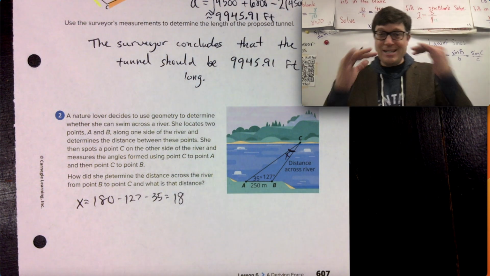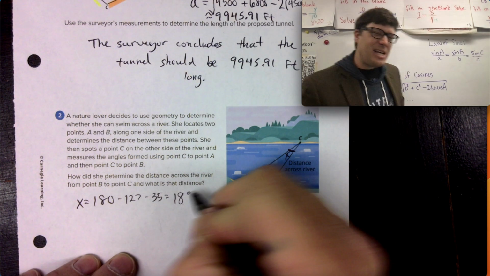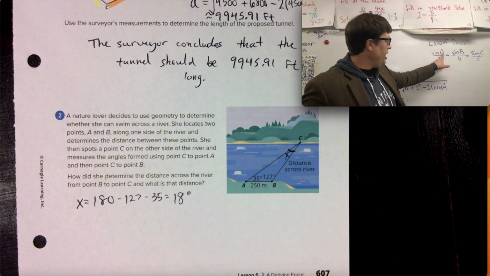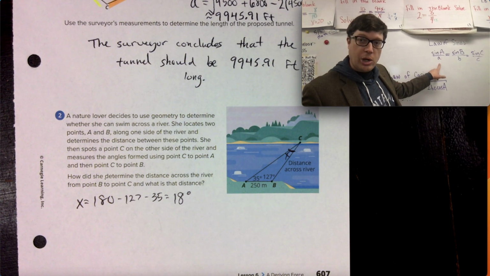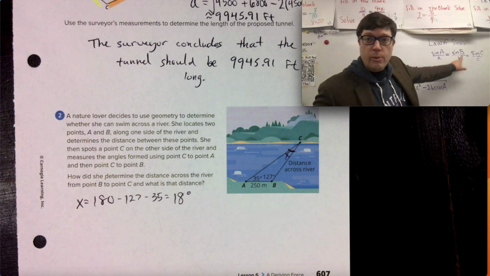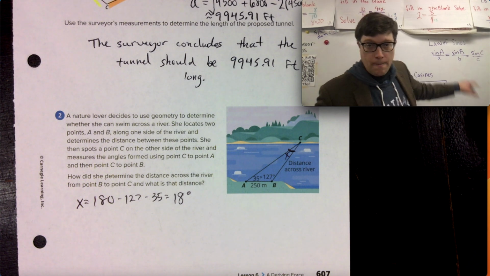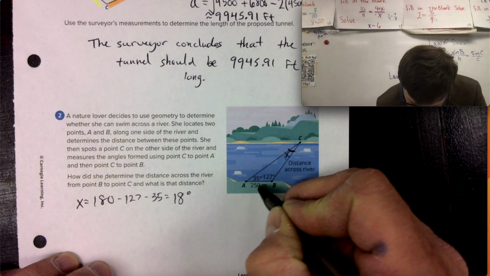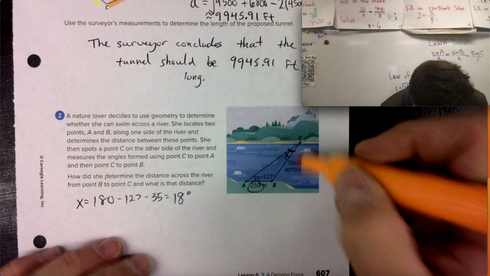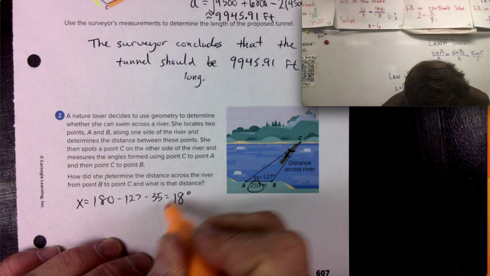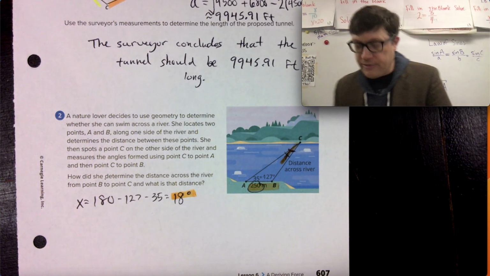Since x is 18 degrees, this is actually a law of sines. We have an angle, we have the side across from that angle, we have another angle, and we need to know the side across from that angle. So these 2, I'm going to highlight in orange. We have x, which is 18 degrees, and we have 250 meters.